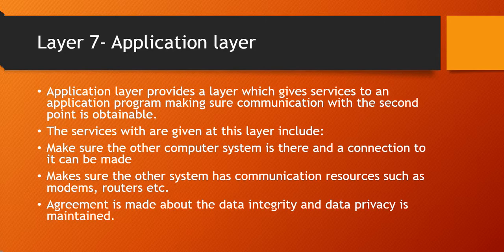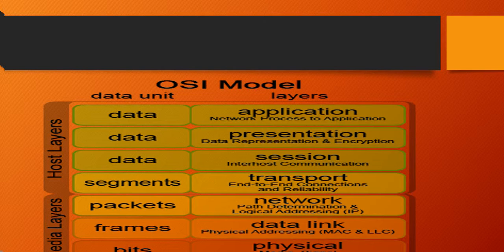The last service is that an agreement is made about the data integrity and the data privacy is maintained. This is to make sure that the data is private and encrypted, and that no one is piggybacking or acting like a middleman in between and getting the data. That sort of thing for the application layer.